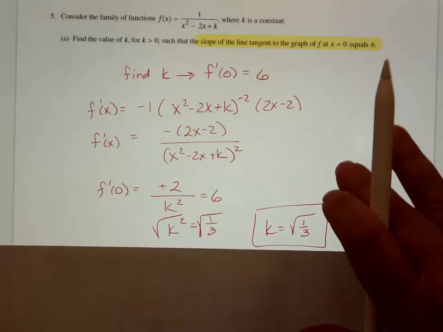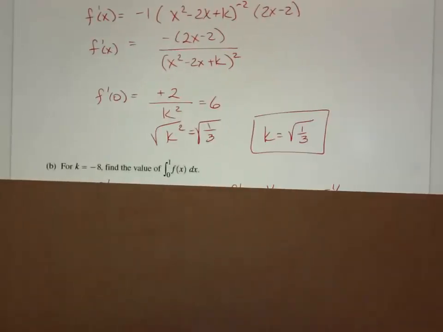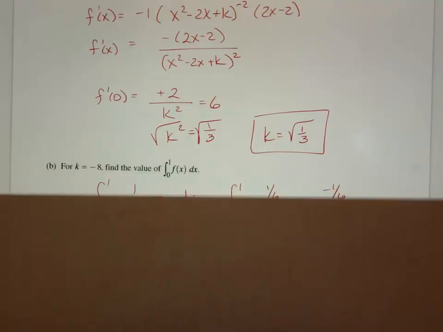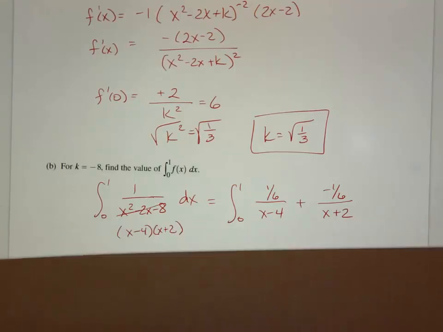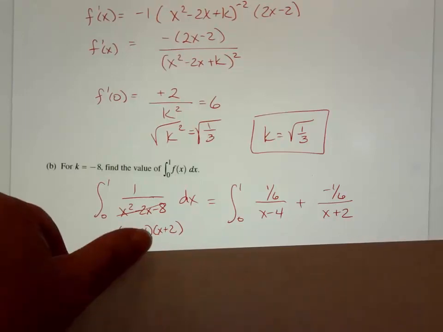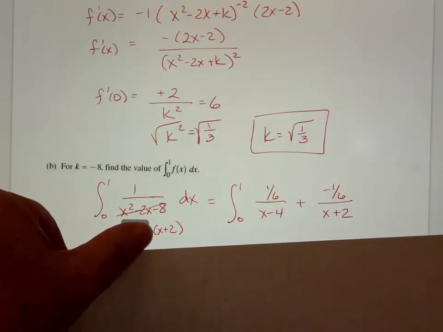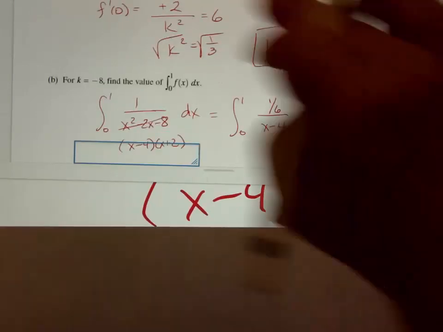All right. Part B, if k equals negative 8, find the integral from 0 to 1 of f of x dx. So when you write the integral, you get x squared minus 2x minus 8, which factors into x minus 4 and x plus 2, which means we need to separate the variables. Remember the separate the variables procedure. You figure out what makes the bottom equal 0. That would be a 4. You plug in a 4 now to that, and you have 1 over 6 after you cover up the x minus 4.